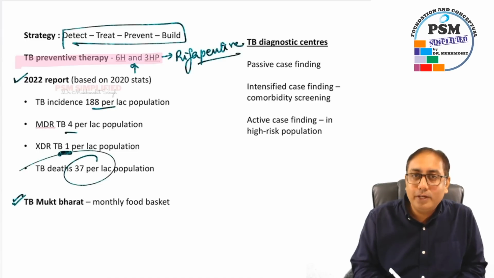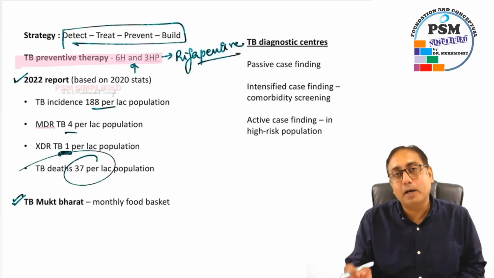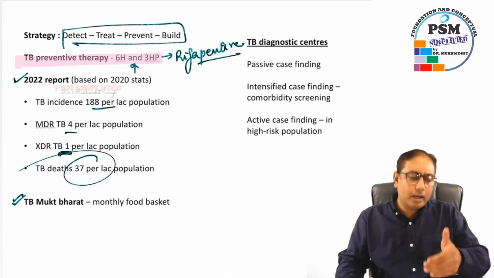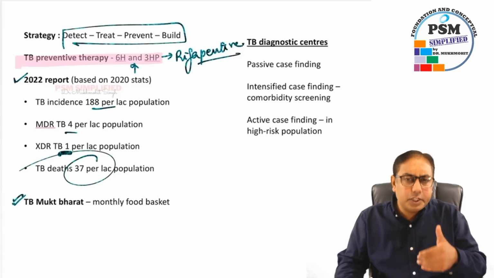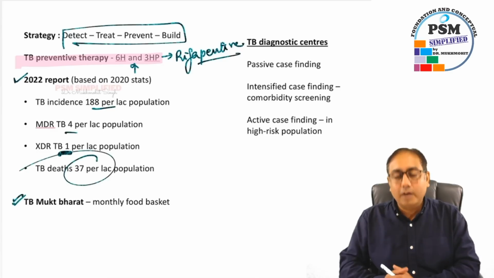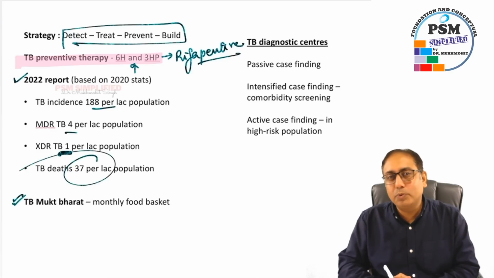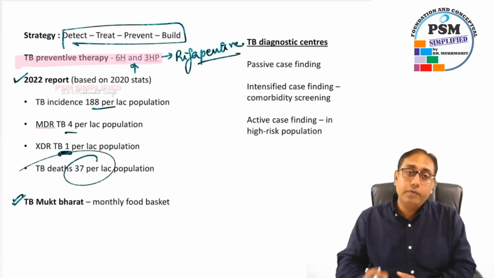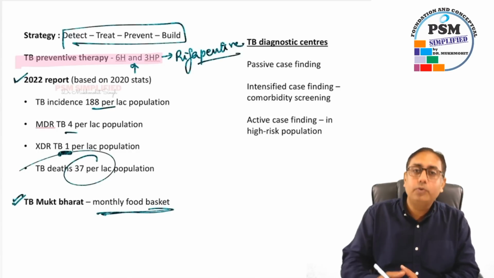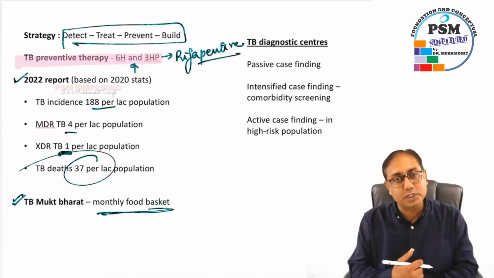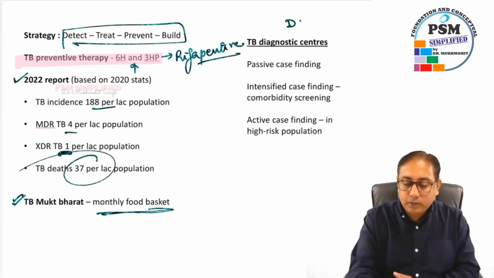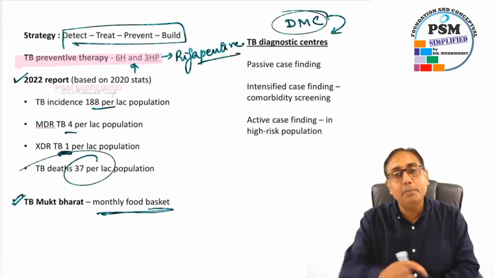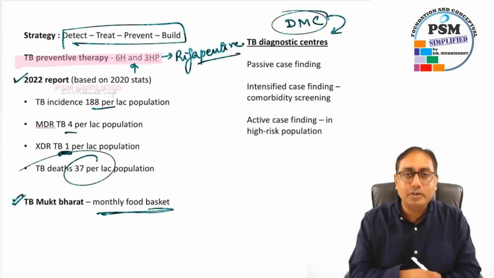Recently, in September 2022, we started the TB Mukt Bharat program. What do we do in the TB Mukt Bharat program? We already had been giving the Nikshay Poshan Yojana. You remember 500 rupees given per month to all the TB patients. Under the TB Mukt Bharat scheme, we are now giving a monthly food basket to improve the nutrition of the TB patients. Now the DMC, you remember what is DMC? Designated Microscopy Center. They have now been renamed to the TB Diagnostic Centers.